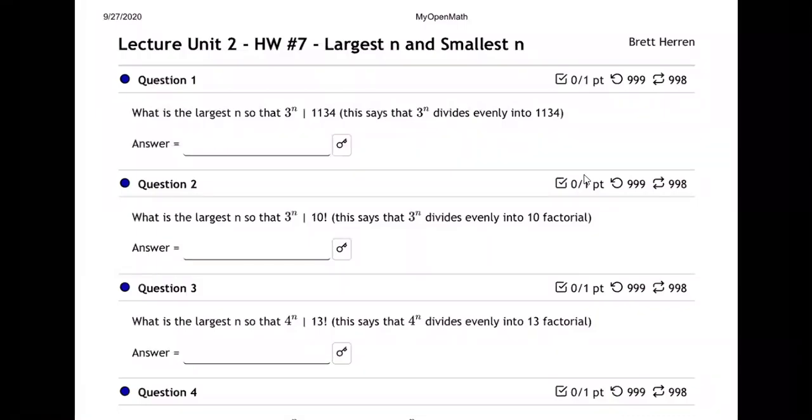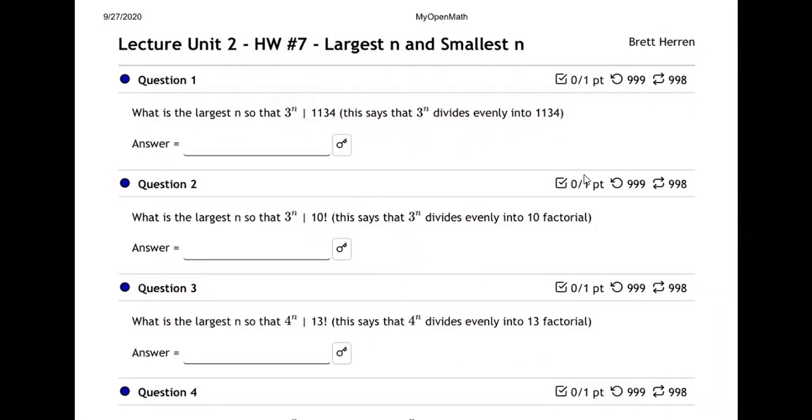Okay, so we did some of these at the end of the last homework. So this is going to be pretty familiar to you, I think. It says, what is the largest n so that 3 to the n, and that straight line means divides, into 1134? This says 3 to the n divides evenly into 1134. And so that's the question. What is the largest n so that 3 to the n divides into 1134?